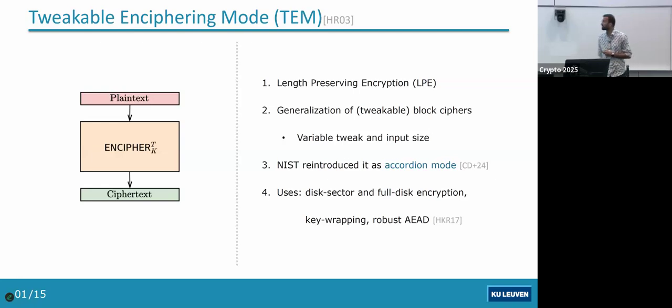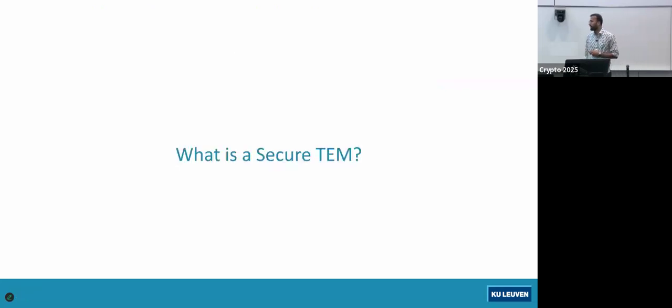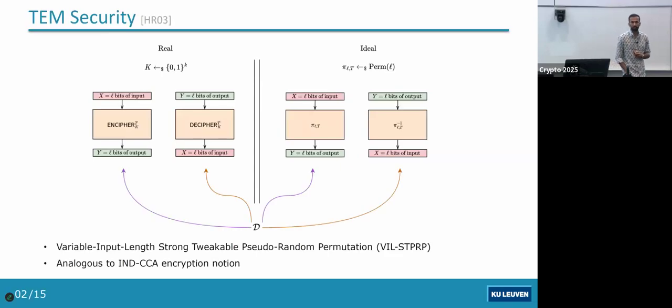authenticated encryption. So what does it mean for a tweakable enciphering mode, or TEM, to be secure? Well, a secure TEM should be indistinguishable from a random permutation under chosen ciphertext attacks. Basically, for every tweak and every input length, a TEM can be modeled as a random and independent permutation. It is a strictly stronger notion than the PRP notion of block ciphers, because here the adversary has both forward and backward, basically enciphering and deciphering, oracle access to the primitive, and the adversary should still be unable to distinguish it from a random permutation.